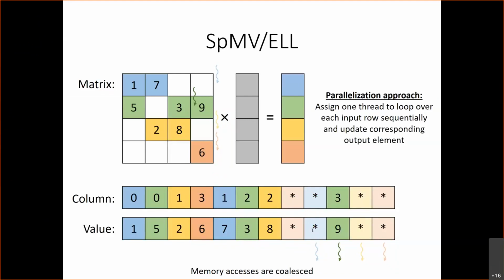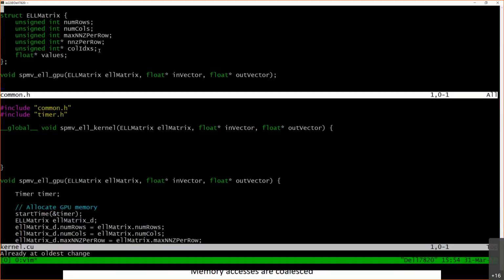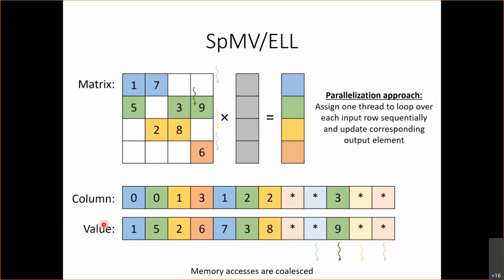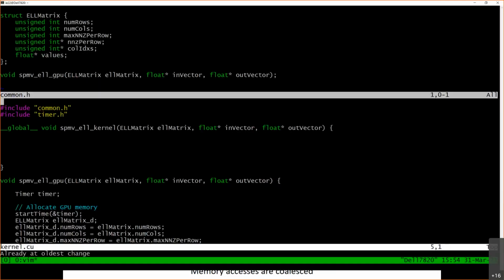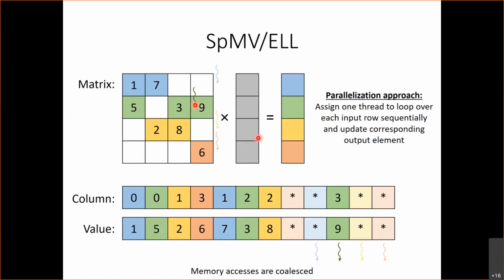Okay, and then finally, of course, I need to have the column indices and the values, which are these two arrays. Okay, so given this information, how do I implement the ELL kernel? Well, let's start first of all by assigning each thread to what it is responsible for. If each thread is going to be responsible for a row, I'm going to use the thread index in order to determine what row the thread is responsible for.